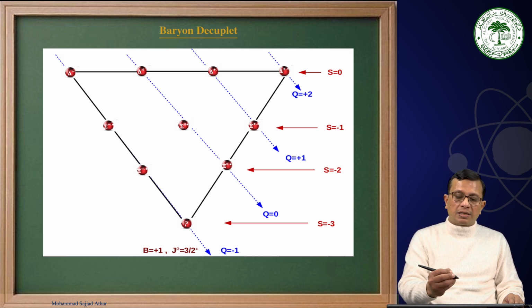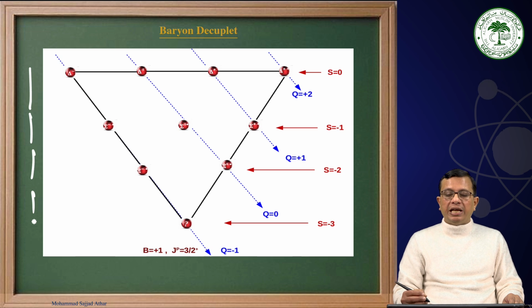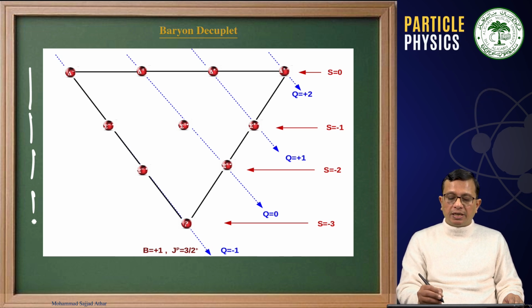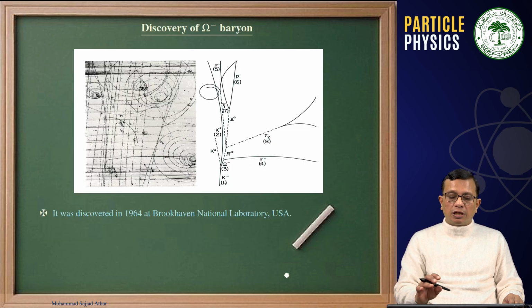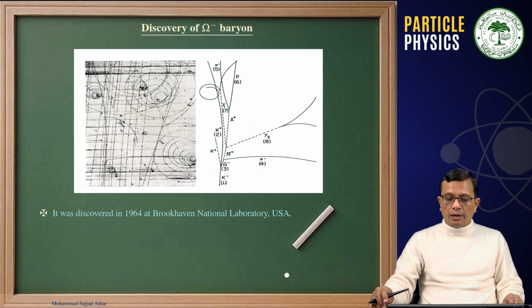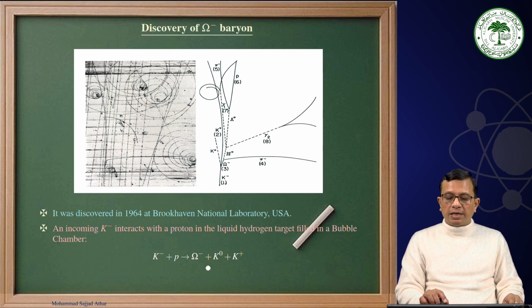And the mass difference here, here, here, and here is 150 MeV each. Therefore, he predicted that this particle should have a mass of around 1680 MeV. And this was observed at Brookhaven National Laboratory in the experiment of K minus scattering on a proton target, where we had omega minus, K0 and K plus in the final state.